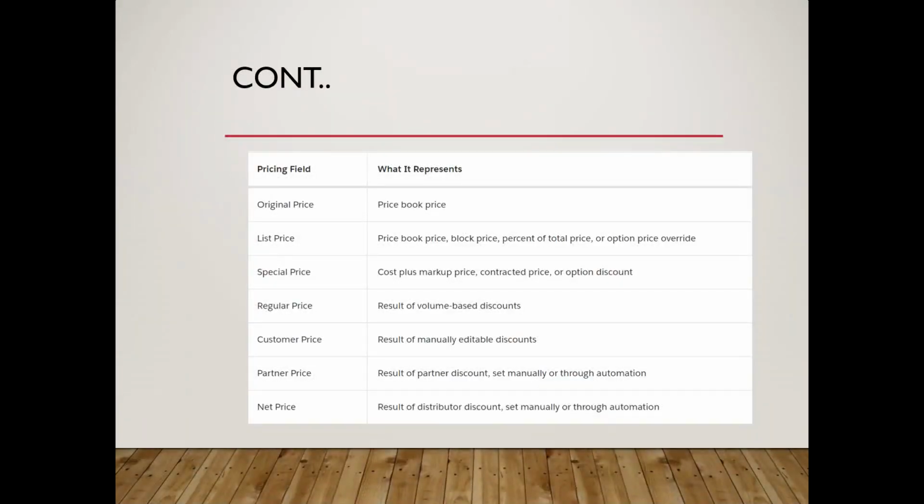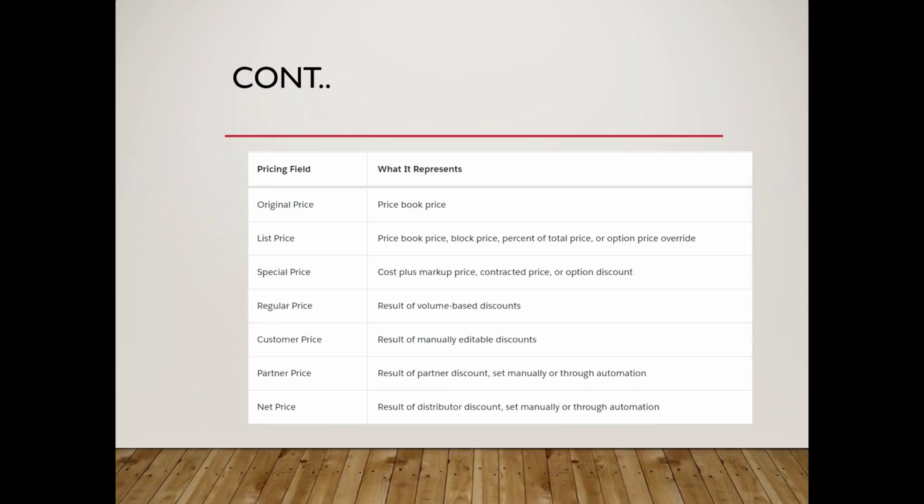Revise all these things. So original price is being calculated based on your price book price. List price is being calculated based on your price book or block pricing or percent of total pricing or option pricing. Special price based on cost and contracted. So how many pricing methods did we discuss? First one is price book price, that is list pricing. Then we discussed block pricing, second one. Third one percent of total. Fourth one product option pricing. Fifth one cost plus markup, and sixth one contracted pricing.